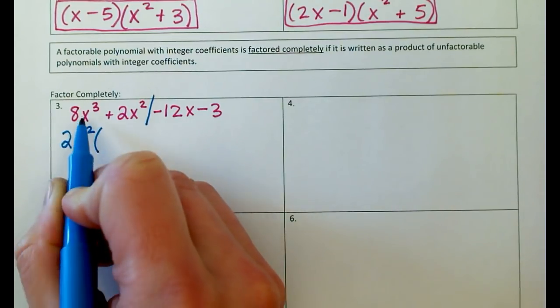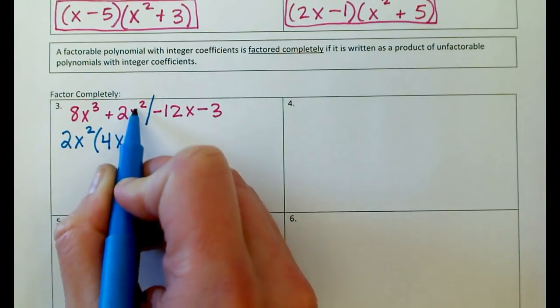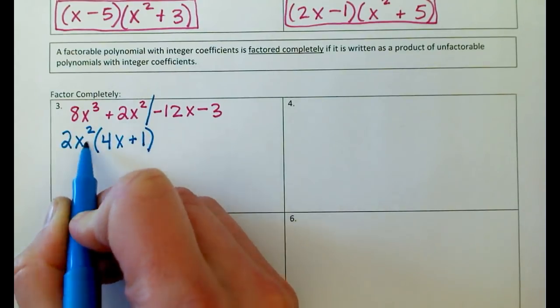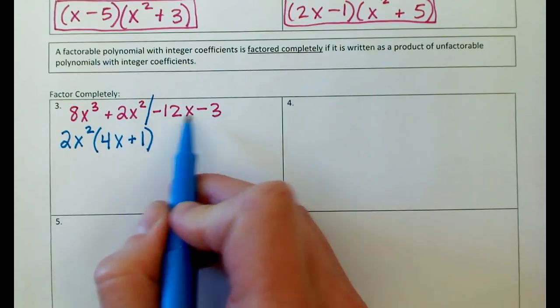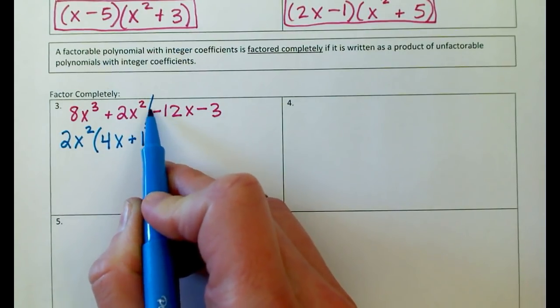So this will leave behind on my first term 4x, leaving behind a positive 1 because I factored the whole 2x squared out. Now looking at my next two terms, notice here I've got a negative sign on the beginning part.